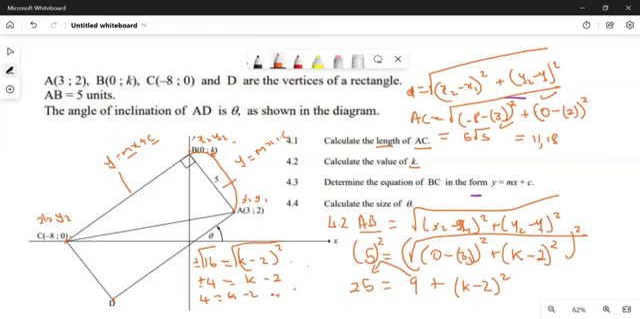or you will have minus 4, which is going to be k minus 2. If you take this 2 to the other side, you are going to have 6, which is going to be k.